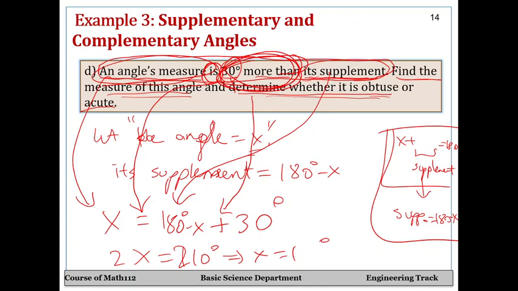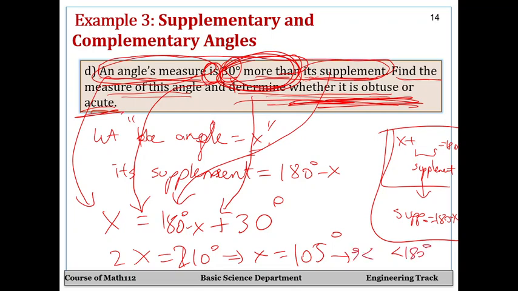Now, x is 105 degrees. So the next thing you have to answer is, is it obtuse or acute? Because it's saying determine whether it is obtuse or acute. So we say it's less than 180 and bigger than 90 degrees. So it will be obtuse.